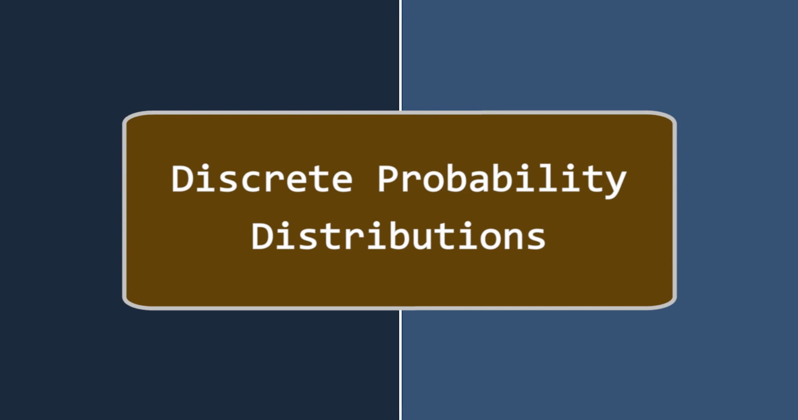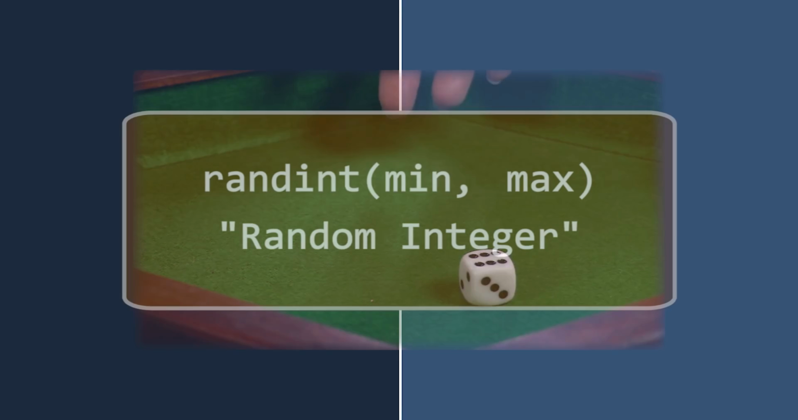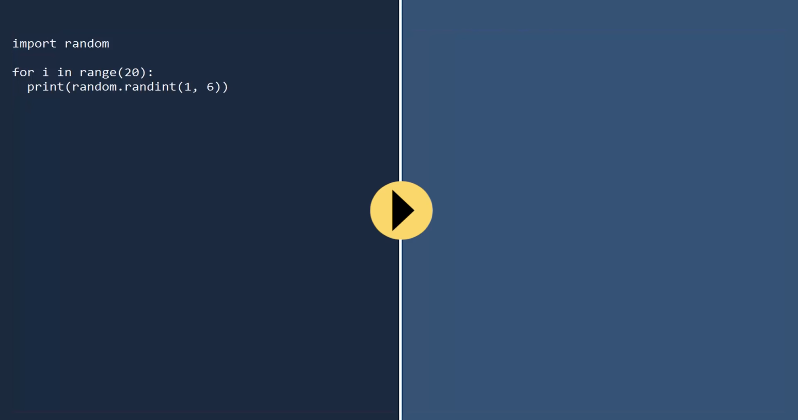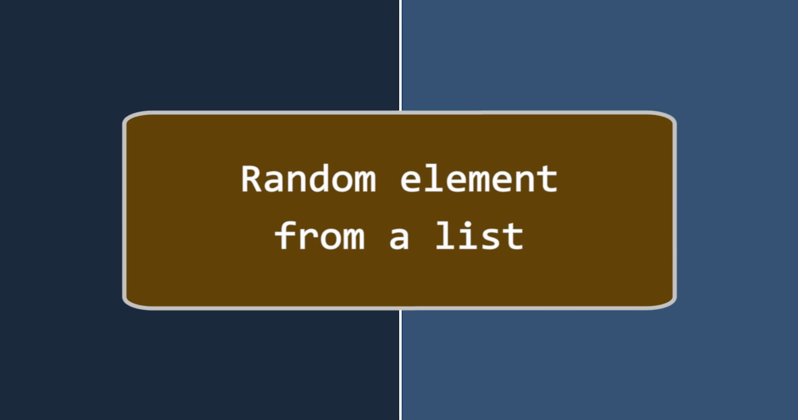Sometimes you don't want a random number chosen from an infinite number of possibilities. For example, what if you want to simulate the roll of a 6-sided die? For this, you use the randint function. This is an abbreviation for random integer. If you want a random whole number between 1 and 6, call randint with the smallest possible integer, and then the largest possible integer. Now we're rolling.